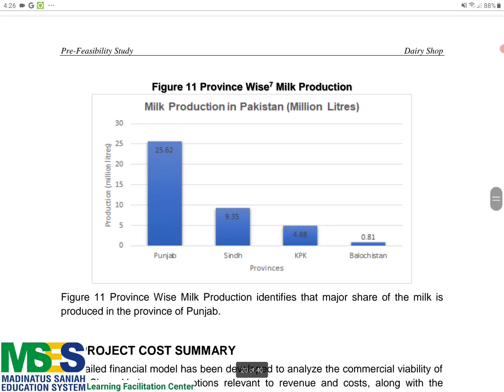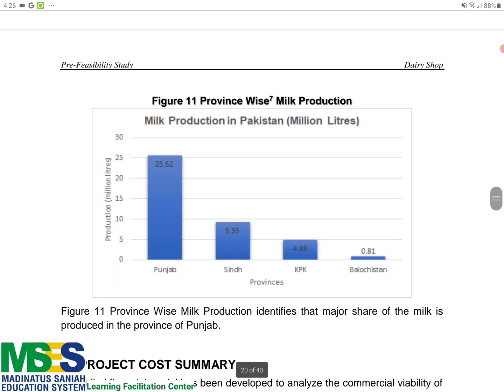So where is the milk produced? This chart is also good. Mostly in Punjab. Mostly it is produced in Punjab, but we do have many dairy farms in Karachi, and you would get your milk from those dairy farms that are in Karachi. You would not get your milk from Punjab's dairy farms.